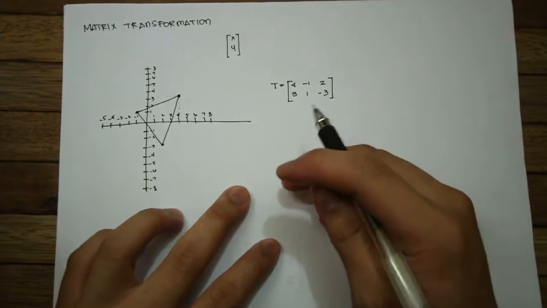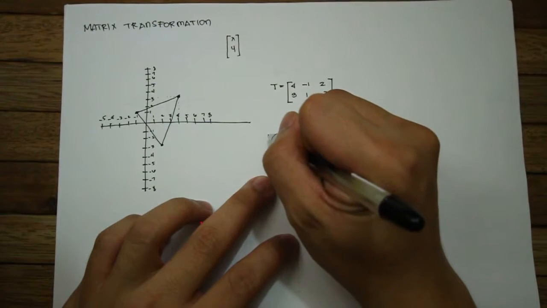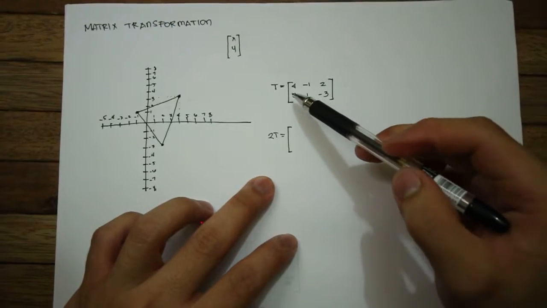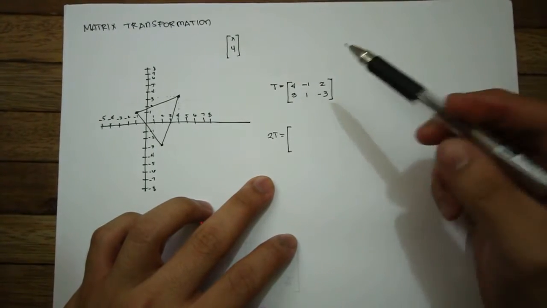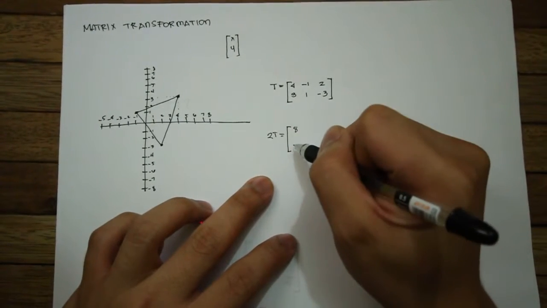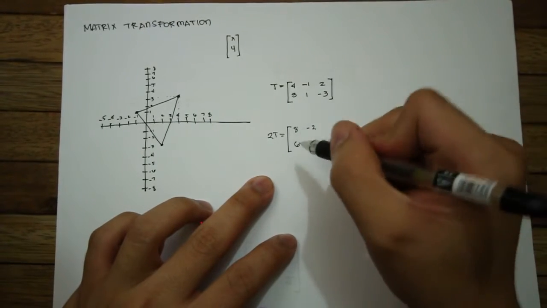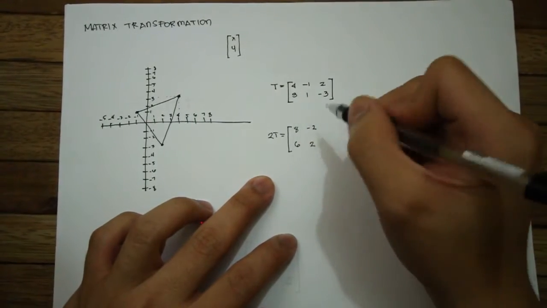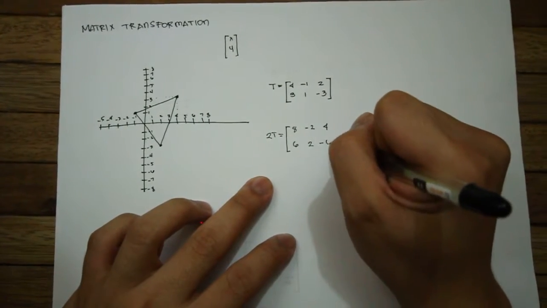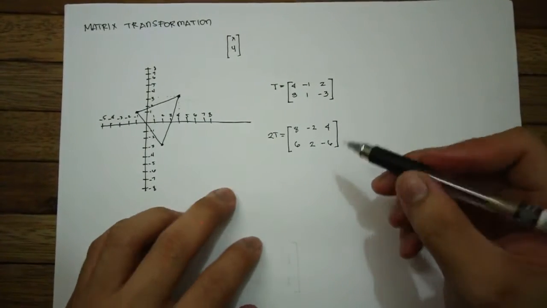Now let's say we want to double its size. Well, that's easy to do. Let's do 2t is equal to, basically we multiply these values by 2. So 4 multiplied by 2 is 8, 3 is 6, -1 is -2, 1 is 2, 2 becomes 4, and lastly -3 becomes -6. And now let's plot.